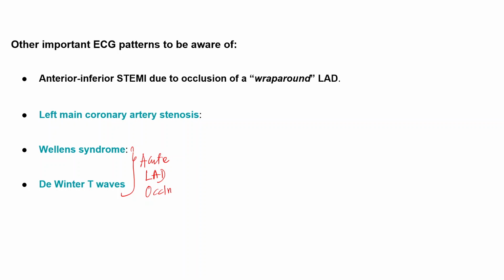Wellen syndrome has two types, type A and type B. In type A, you will get a biphasic T wave, and in type B, you will get symmetrical inverted T waves. De Winter T wave is nothing but an upsloping T wave. Anterior inferior MI due to occlusion of wrap around LAD, this I have already discussed.